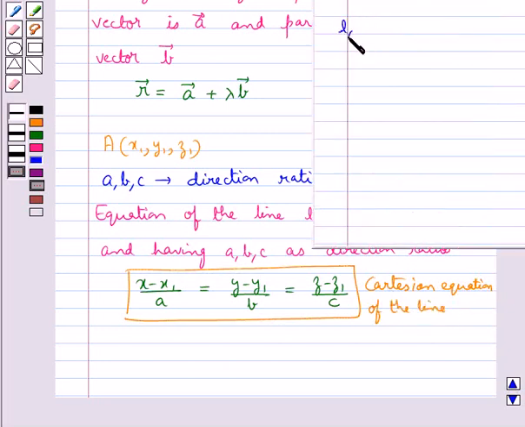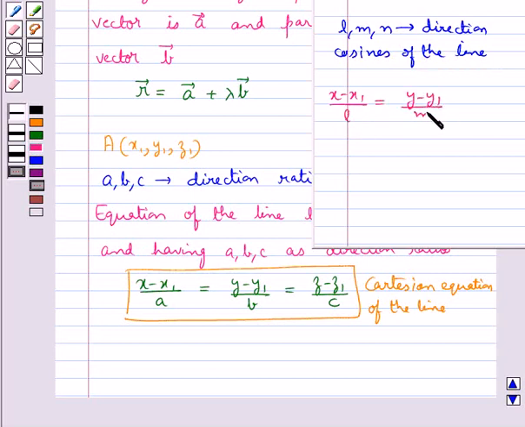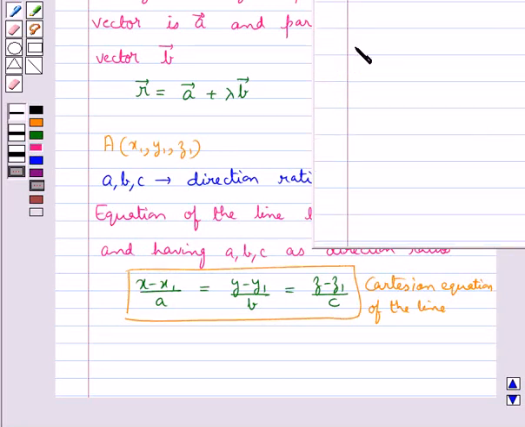And if we are given the direction cosines, that is l, m, n of the line, then we say the equation of the line is given by x minus x1 upon l equal to y minus y1 upon m equal to z minus z1 upon n. Also, if we are given vector b as a i cap plus b j cap plus c k cap, then we say a, b, c are direction ratios of the line.